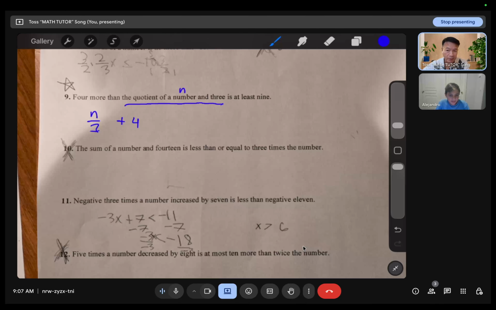I'll do the rest. I just want to kind of dig your brain a little bit. Is at least 9. How would you write that as the inequality? Greater than, less than, how's that? Would it be less than or equal to? Let me see, less than or equal to at least 9.